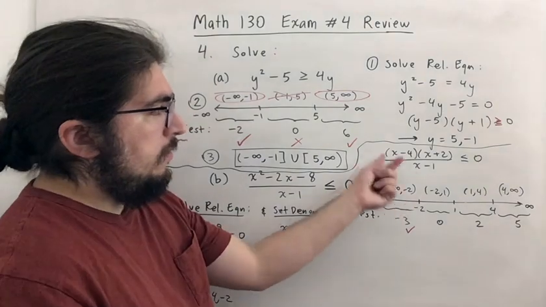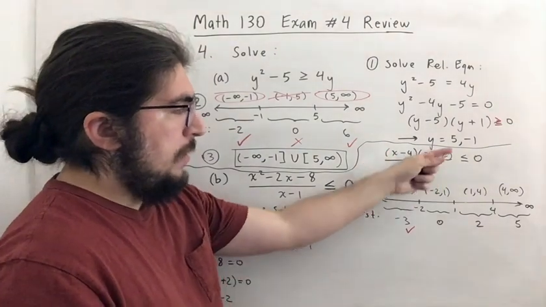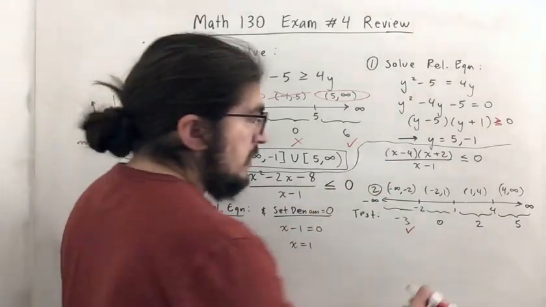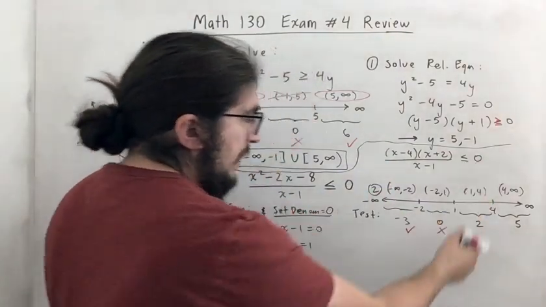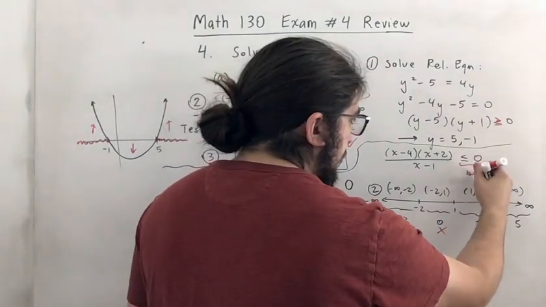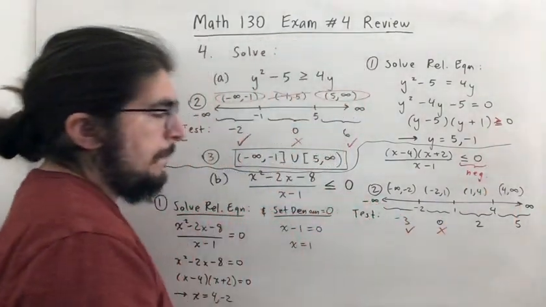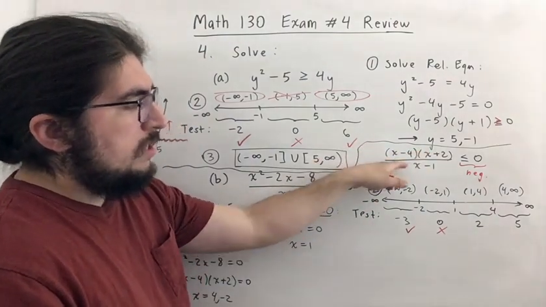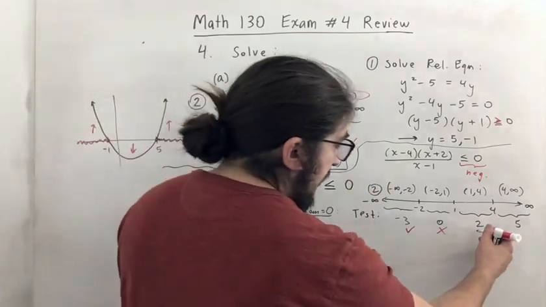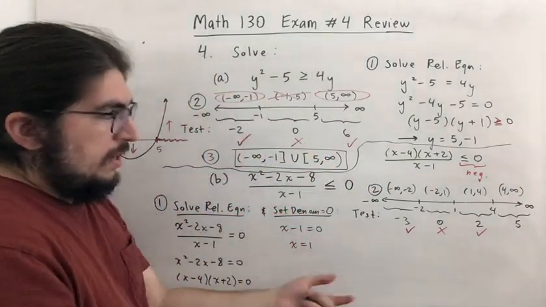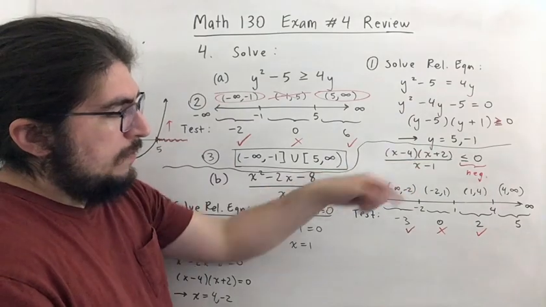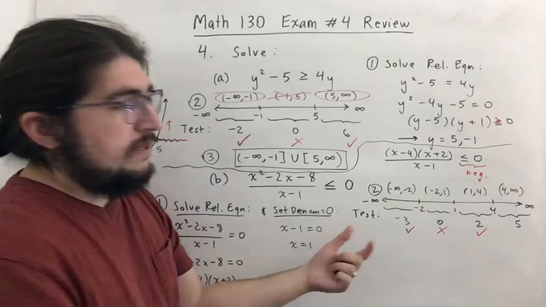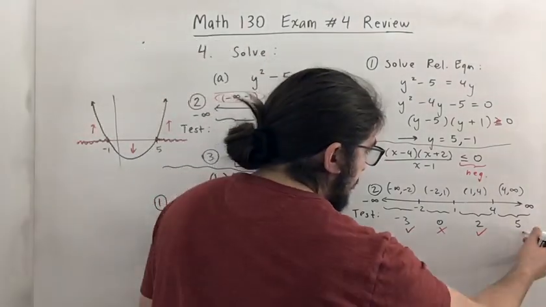When you plug in 0, 0 minus 4 is negative, 0 plus 2 is positive, so on top it's negative. 0 minus 1 is negative, so negative divided by negative is positive, so that doesn't work. We want to be negative. To be less than 0 means to be negative. Okay. When you plug in 2, 2 minus 4 is negative, 2 plus 2 is positive, so negative on top. 2 minus 1 is positive, negative over positive is negative, so that works out. When you plug in 5, the top is positive, the bottom is positive. 5 minus 4 is positive, 5 plus 2 is positive, 5 minus 1 is positive. So positive over positive is positive, not negative, so that doesn't work.